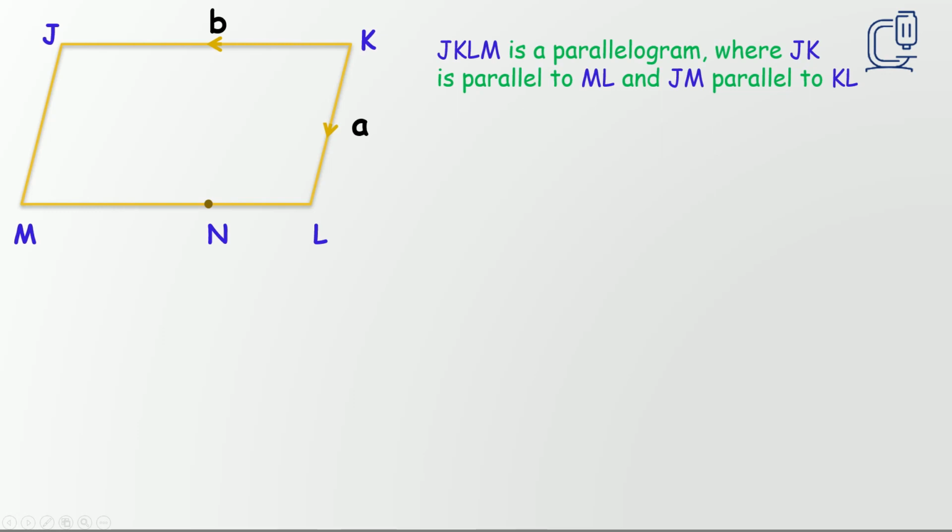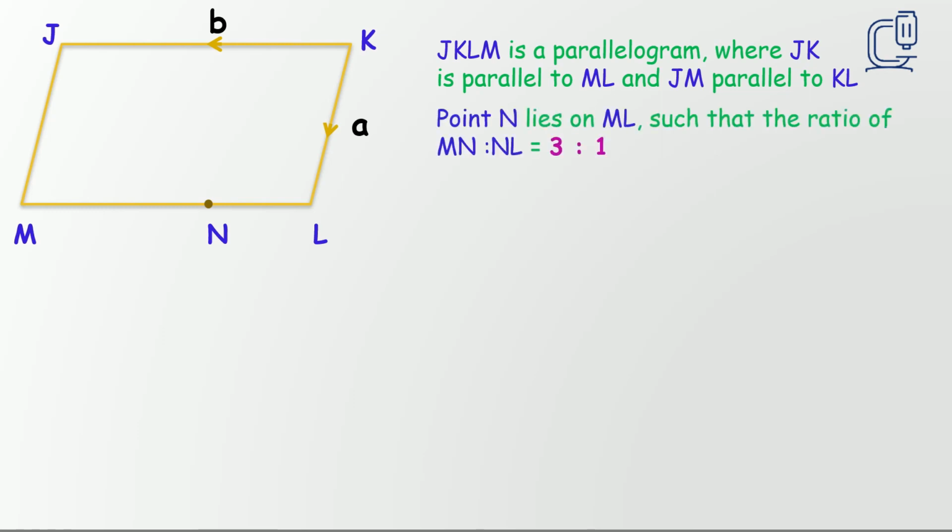JKLM is a parallelogram where JK is parallel to ML and JM is parallel to KL. Point N lies on ML such that the ratio of MN to NL is equal to 3 to 1. KL is equal to A and KJ is equal to B. Find JN in terms of A and B.